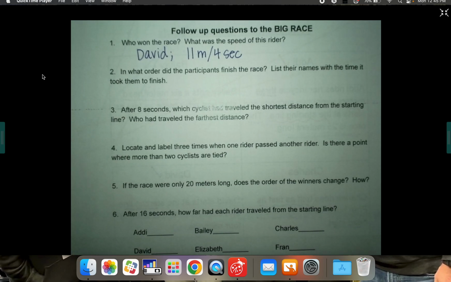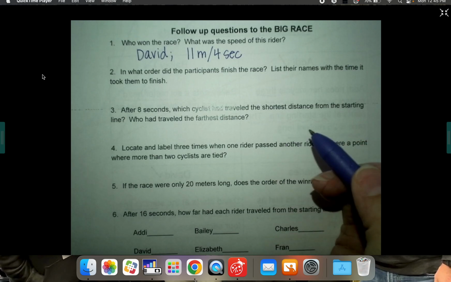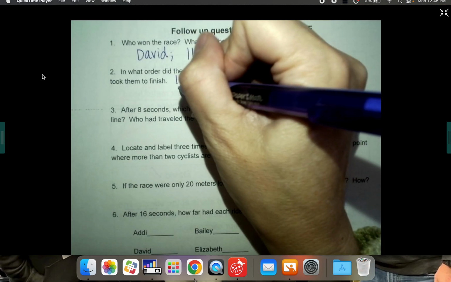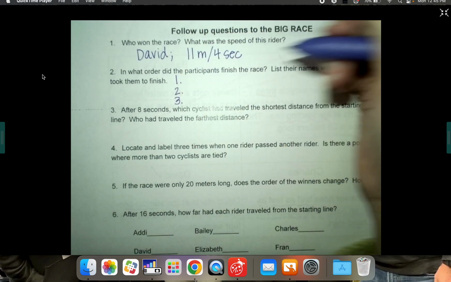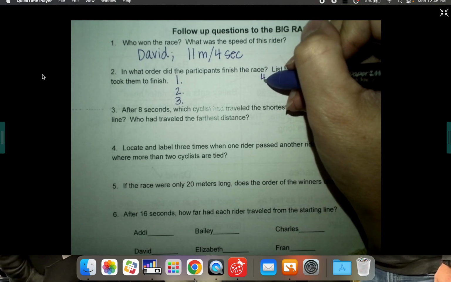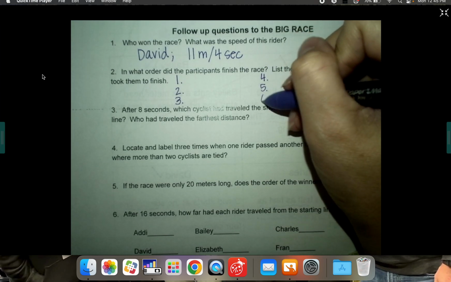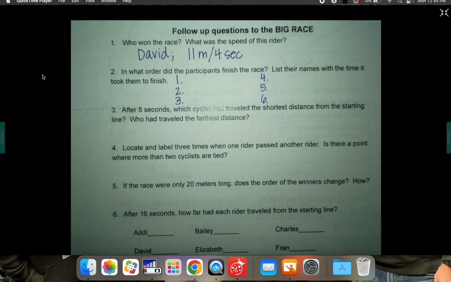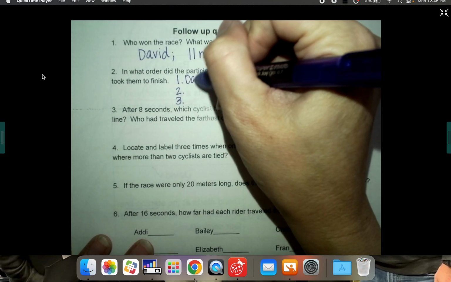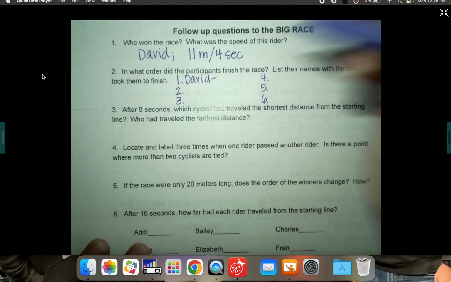List their names with the times it took them to finish. There isn't a lot of room here, so what we did earlier today to make it a little bit more roomy is we put 1, 2, 3, and then 4, 5, 6. Just kind of write those a little bit small and we can list them out. So obviously David came in first place, so we're going to put David. And the time it took him to finish.